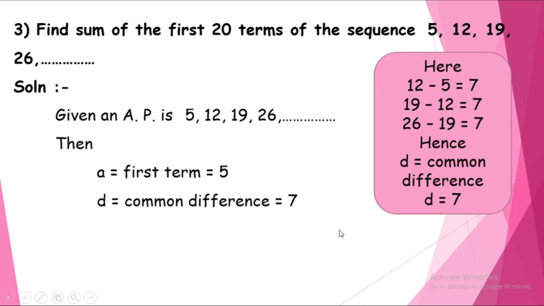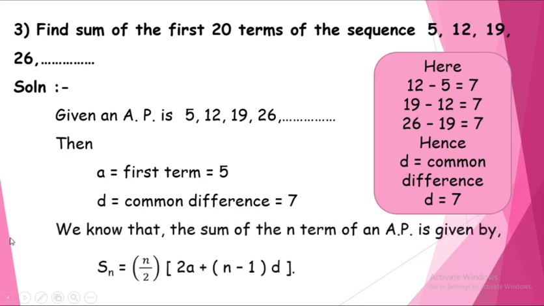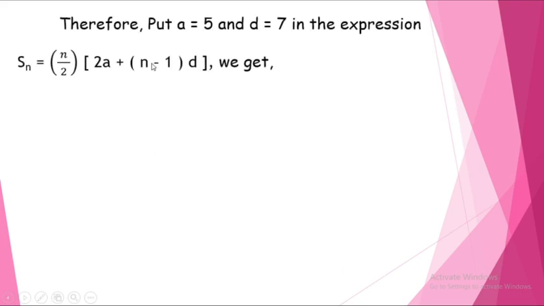We get the first term and the common difference. Now we know the formula for finding the sum of n terms of an AP is given by Sn is equal to n divided by 2 into bracket twice A plus n minus 1 into D, bracket complete. Therefore, put A is equal to 5 and D is equal to 7 in the expression Sn is equal to n by 2 into bracket twice A plus n minus 1 into D. That means we have to put the values of A and D in this bracket.